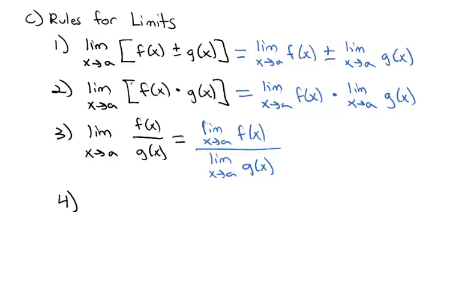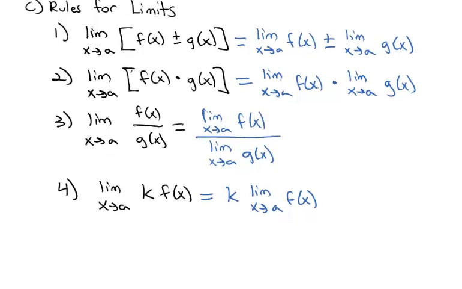Here's another nice trick. If we want the limit as x goes to a of some constant, some number, so there's no variables in there, times f of x, that constant is not going to change the limit at all, so we can pull that constant out and just take the limit as x goes to a of the function, and then multiply by the constant afterwards.